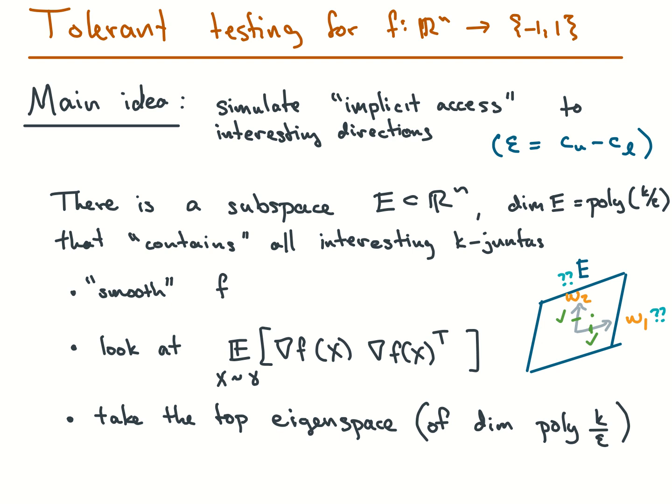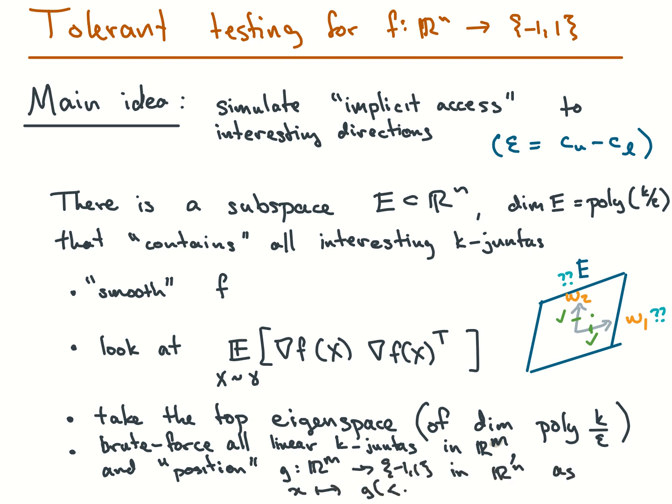Once we have this implicit access, we can use brute force to iterate over all interesting linear k-juntas in Rn by first brute forcing a discretization of all linear k-juntas in Rm, where m, which is poly k over epsilon, is the dimension of the subspace E. And then, for each of those juntas, putting it in the correct position in Rn by composing it with our interesting coordinates. Now, even though I don't explicitly know the subspace E, I can still query these juntas that we've constructed because I can query each of these inner products. And what that means is that for each of these juntas that I've constructed, we can use queries to measure the distance of them to f and pick the closest one.